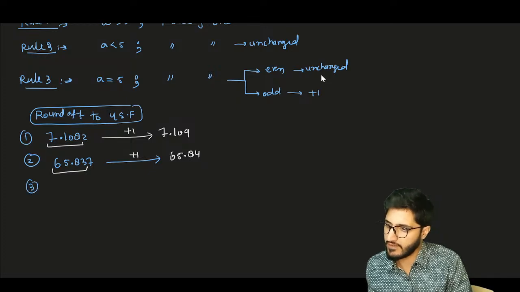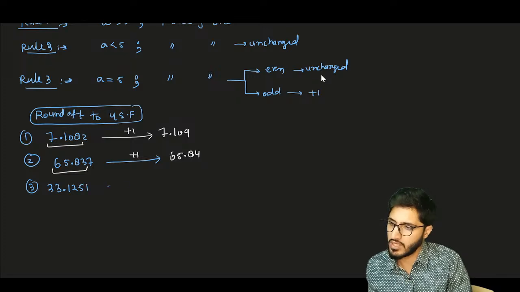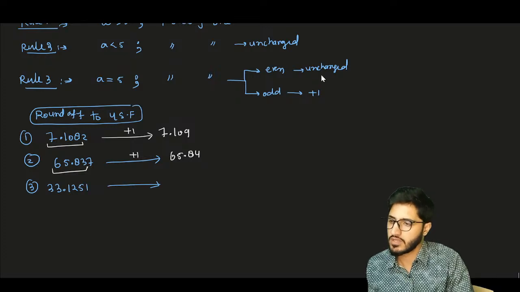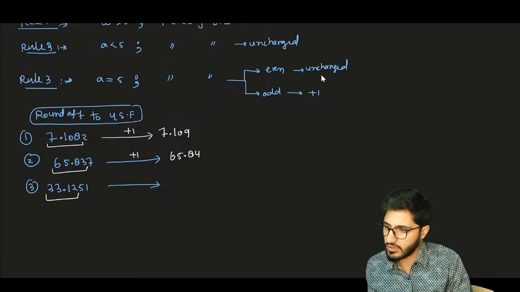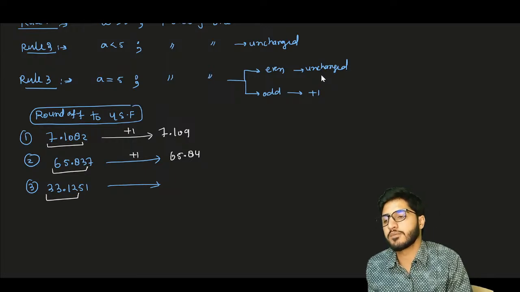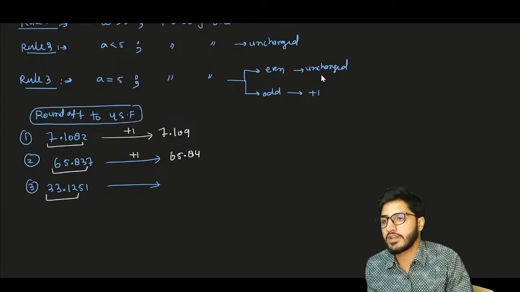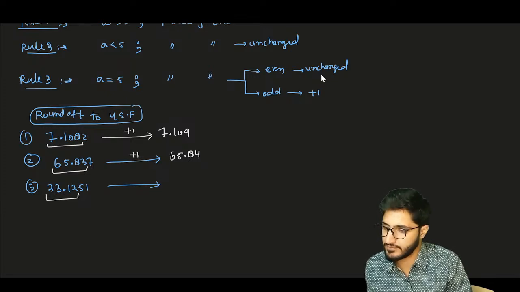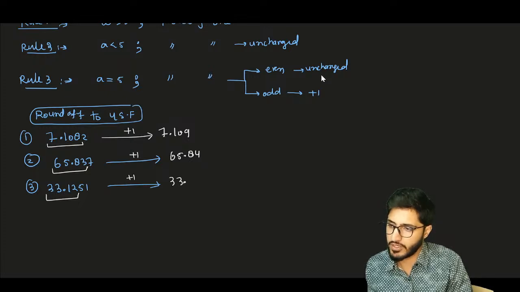Third: we have 3.1251, rounded to 4. 1, 2, 3, 4. Now we have 51, which is greater than 50, so we have to increase it by 1. My answer becomes 3.13.